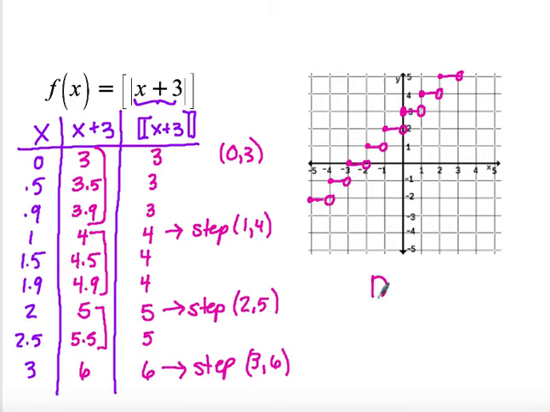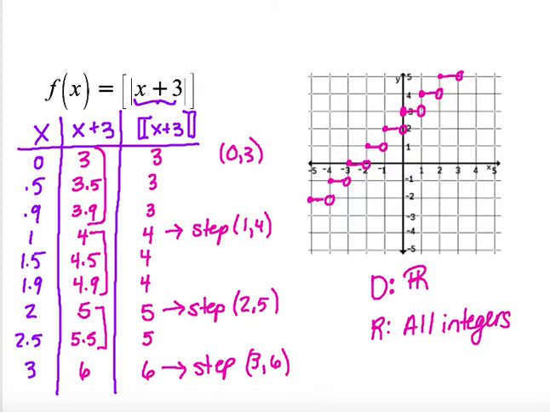So again, my domain is all real values because I can pick any value for x, but the function is always going to give me integer values. So my range is going to be all integer values.